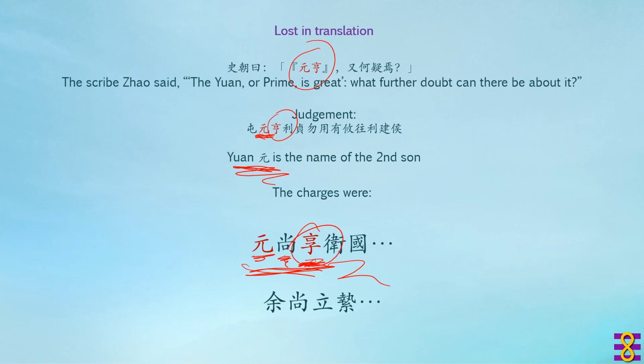No, not as a sacrifice. Just don't make it so bloody, please. But that is, I think, how you can read these two sentences from the judgment text. That Yuan is being accepted. When you read that in the translation, the yuan or prime is great, I mean, that's a proper translation of these two characters, but it doesn't do justice, I think, to how a diviner would perceive these two characters, especially because the name of the second son is in the judgment text.